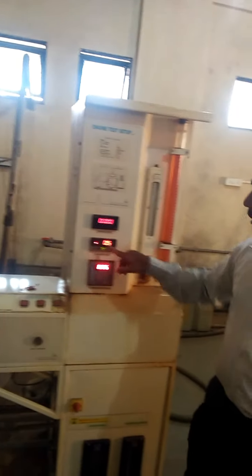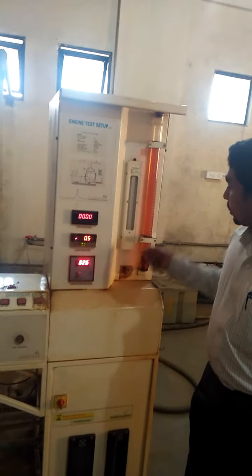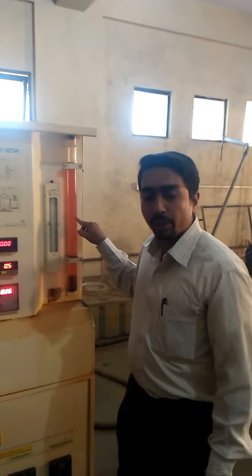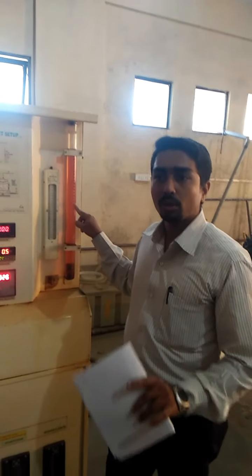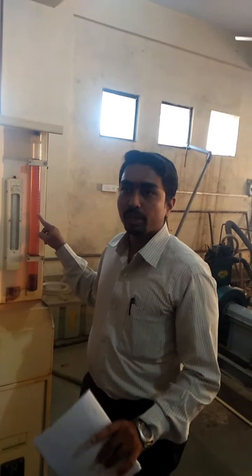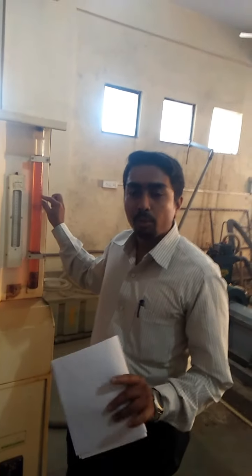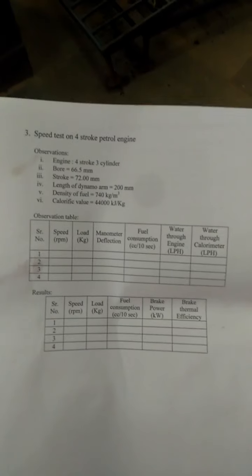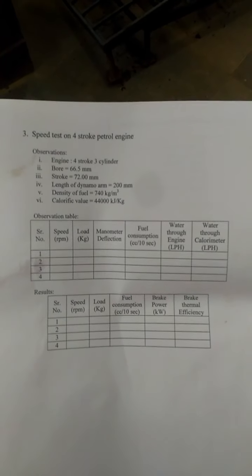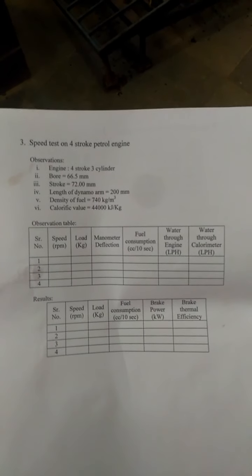Okay, for that second load, the consumption of fuel we have to note. Okay, we are going to repeat the procedure for 3 to 4 times. After that we will have for that particular load what is the specific fuel consumption. I will provide you the observation table. Here we can see the observation table.